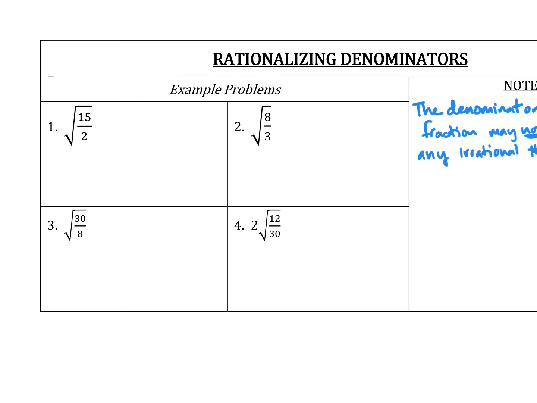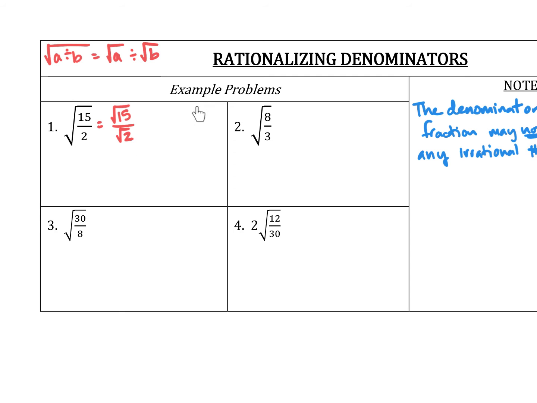So for instance, if I look at number 1 right here, it says the square root of 15 over 2. Now, in one of the previous videos, we learned that if I have the square root of a divided by b, I can look at that as the square root of a divided by the square root of b. And that's exactly what the square root of 15 over 2 means. So we can look at that as the square root of 15 over the square root of 2. Let me write that. But you see, that breaks this rule that says that the denominator of the fraction cannot contain an irrational number.